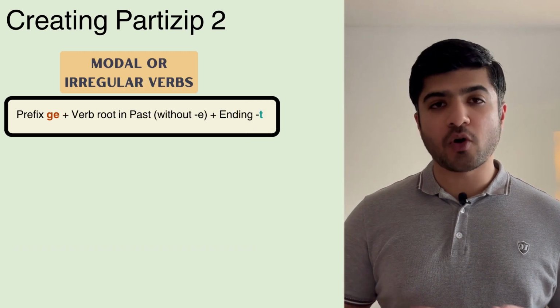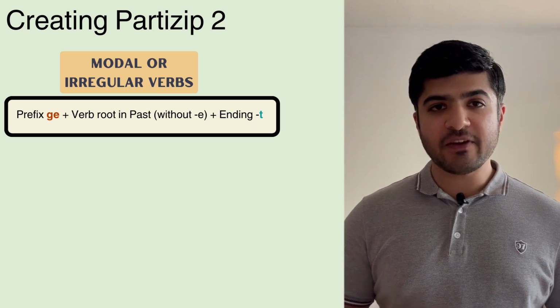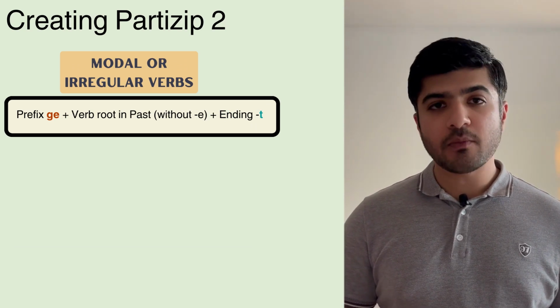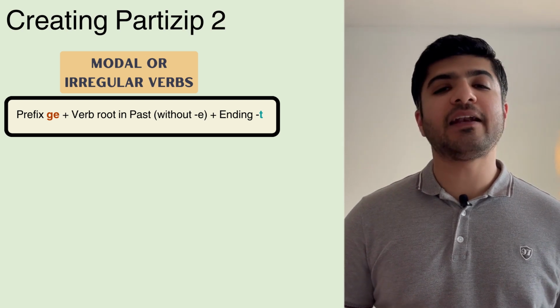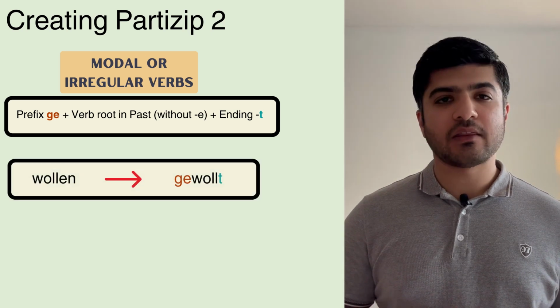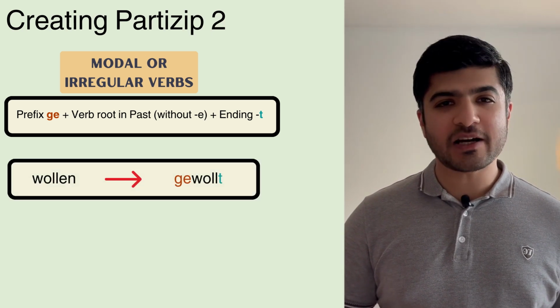In case of modal verbs or irregular verbs, the following rule will be used. The prefix will be ge, then the verb root will come in the past form without en, and the ending will be t. For example, the modal verb wollen will become gewollt in the Partizip 2 form.